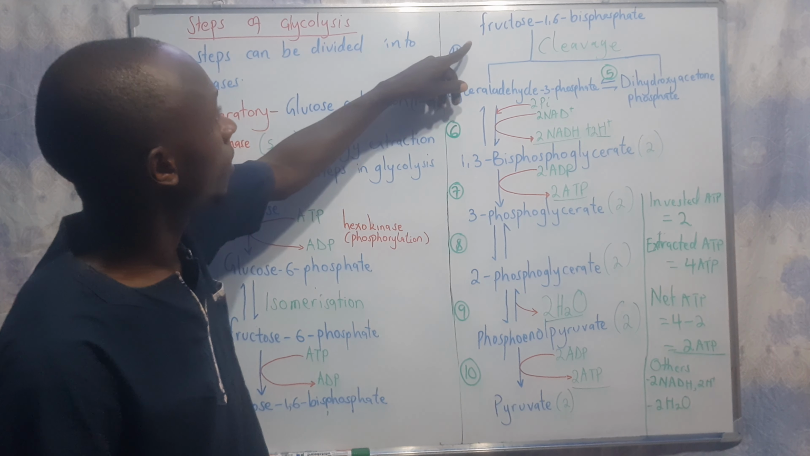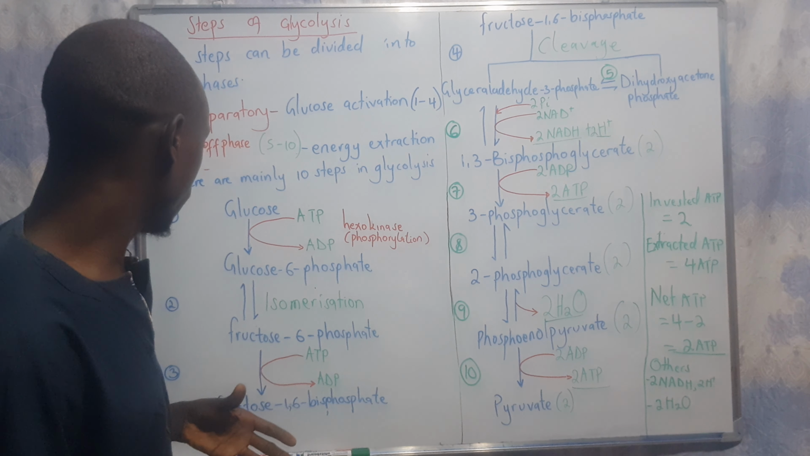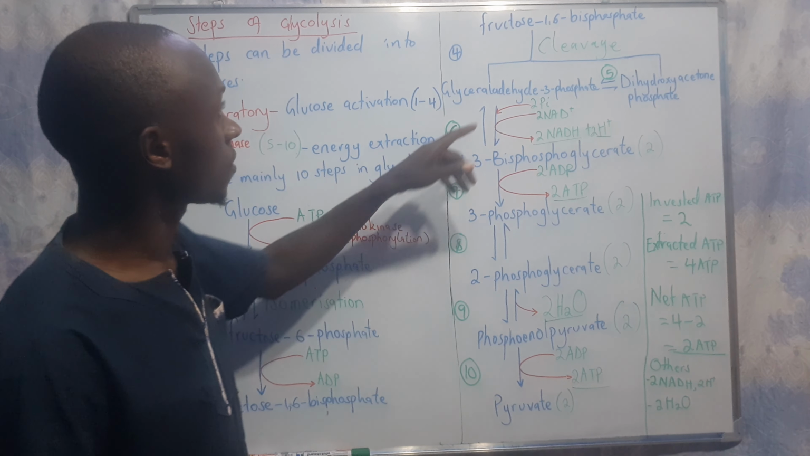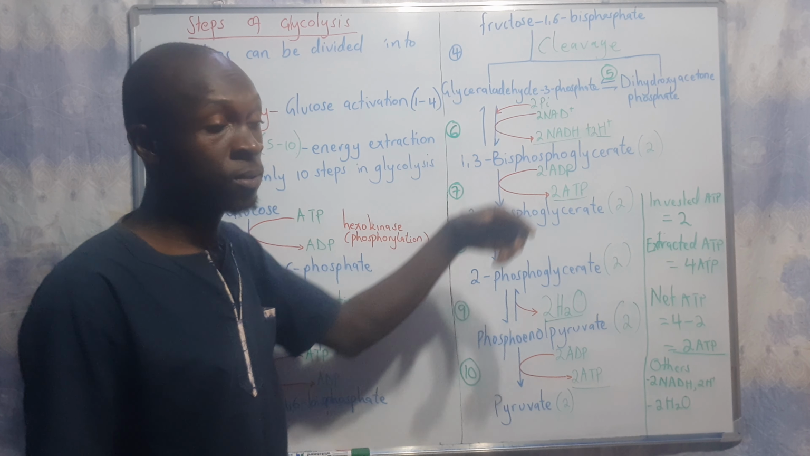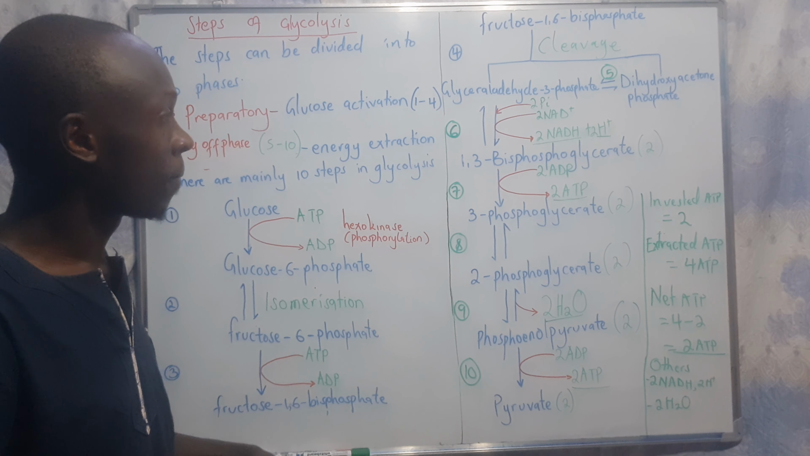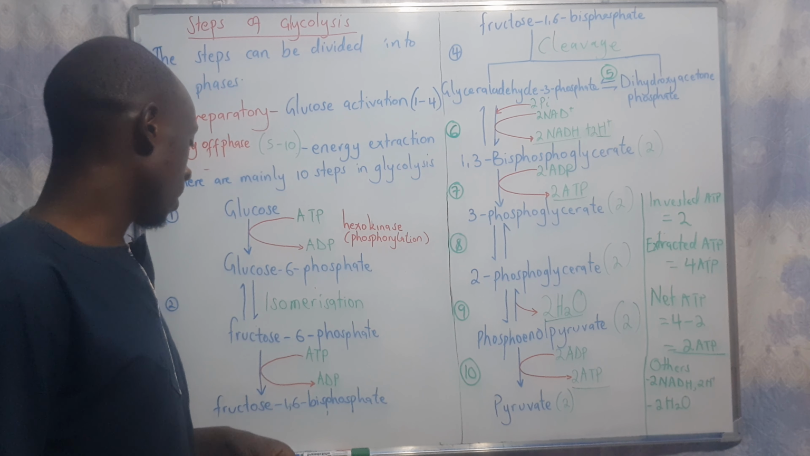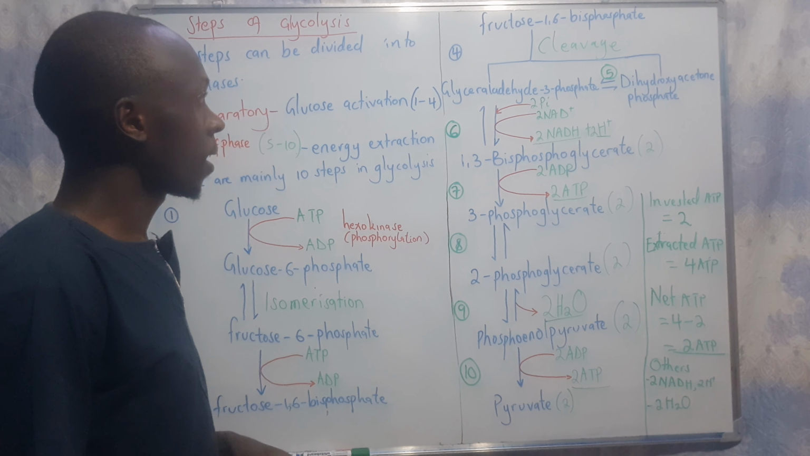If you look at fructose 1,6-bisphosphate, it is much more reactive than fructose 6-phosphate because of the presence of the two phosphate molecules. Remember, we said earlier that the main role of the phosphate molecules is to bring instability, to make our 6-carbon molecule highly unstable.